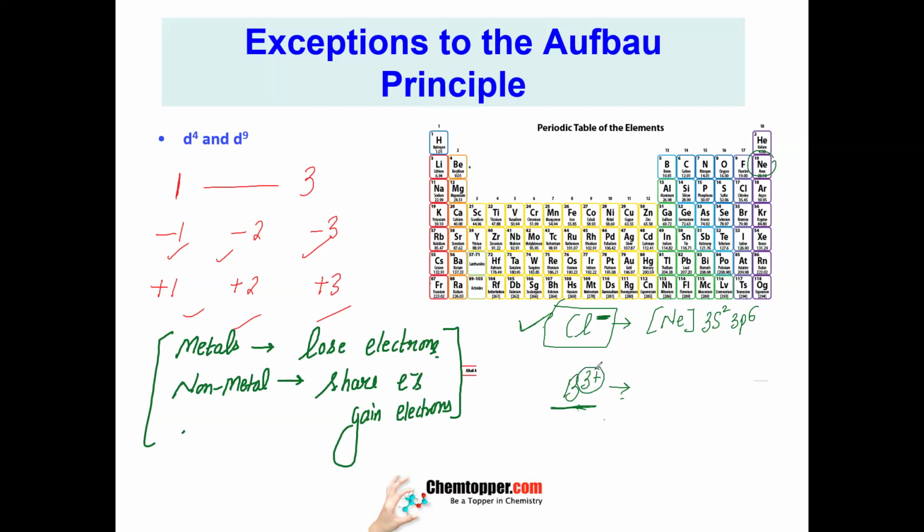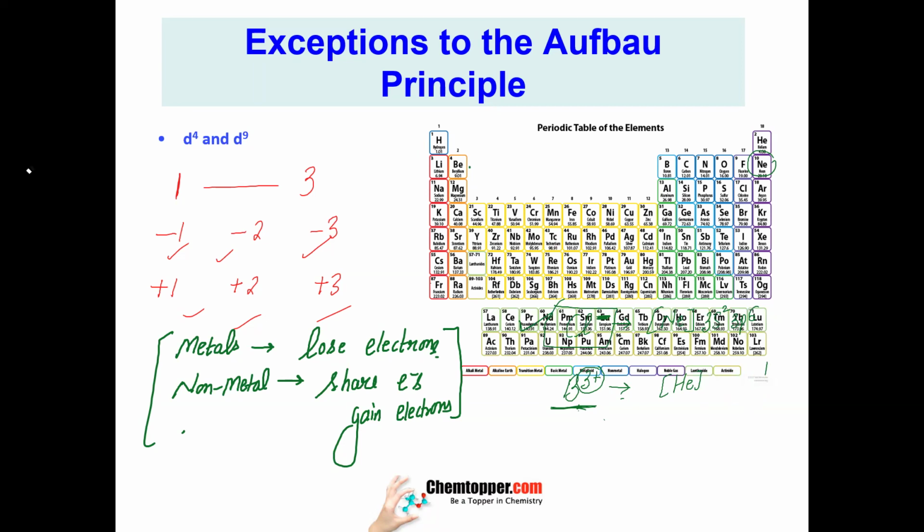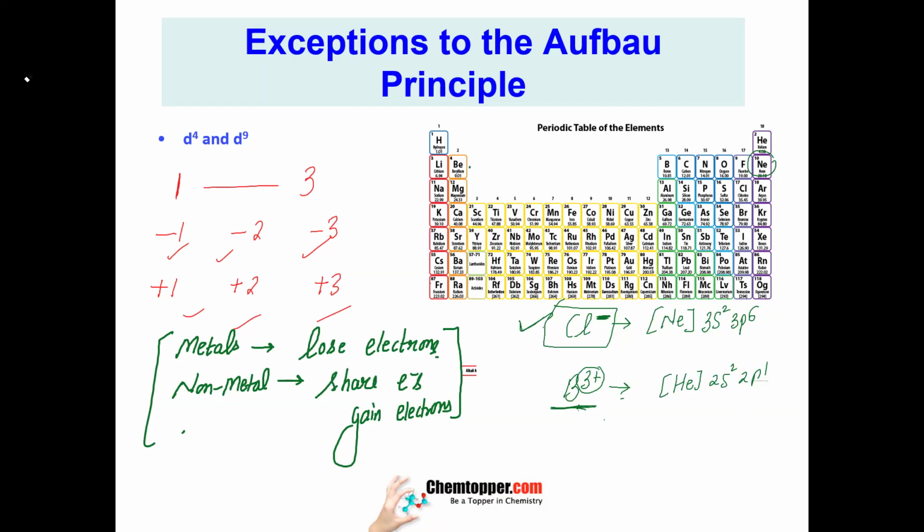B3 plus means 3 electrons are removed. So, what's the configuration? First you write down the normal configuration: 2s2, 2p1. These are the outermost shell 3 electrons. Remove them. Just remove them. So what's the configuration of B3 plus? Just helium, right?